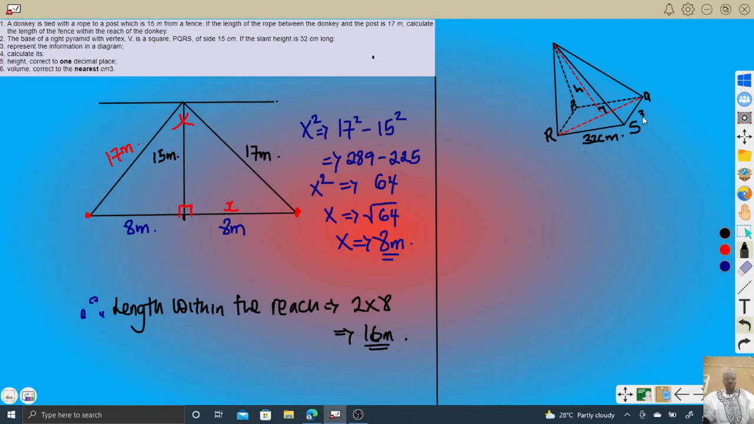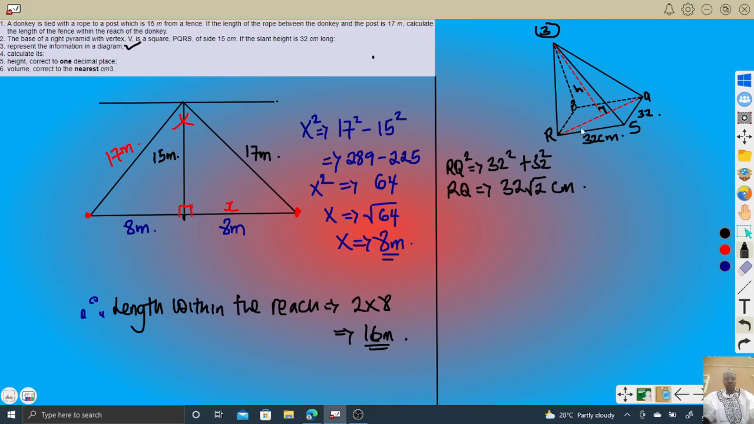So from here, guys, let's answer the next question. We have done this, which is number 3. I think number 4: calculate its height. To get the height of this pyramid, we have to get the longest distance from this one to this one. From Pythagoras theorem, you don't need to waste time. So the longest distance, RQ: RQ squared is equal to 32 squared plus 32 squared. So RQ equals 32 root 2 centimeter.